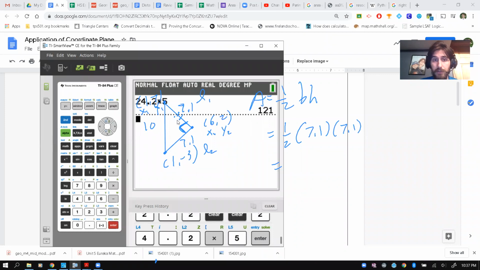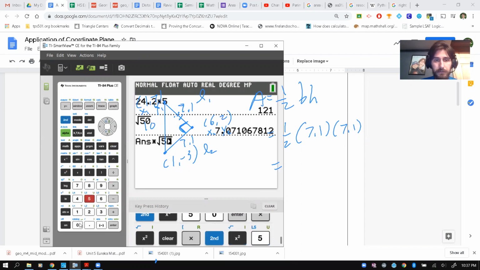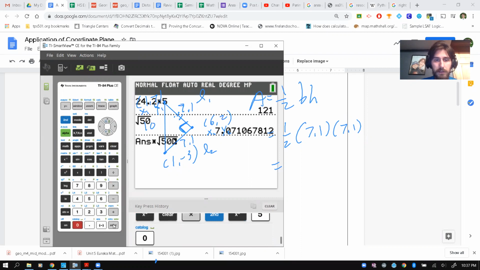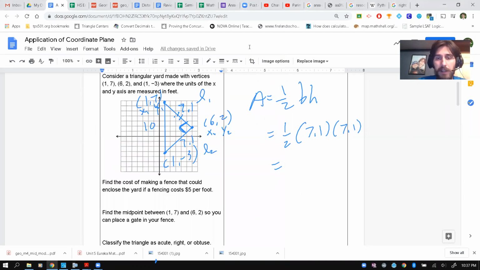I'm going to do this trick where I remember that I got 7.1 by doing the square root of 50. So I'm just going to do the square root of 50 times the square root of 50, times 1 divided by 2. So that gives us an area of 25 square feet.